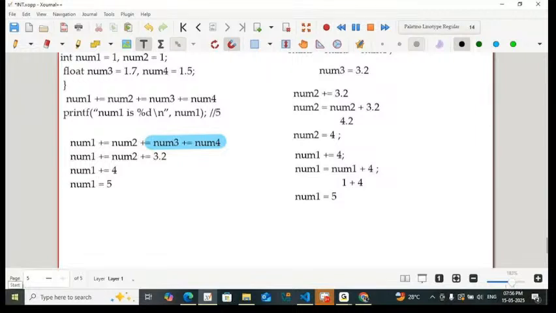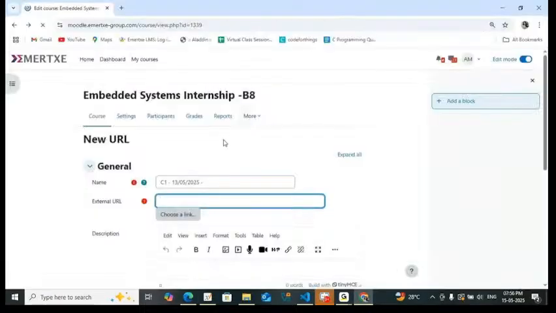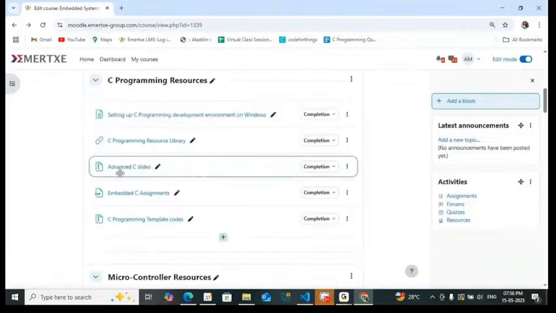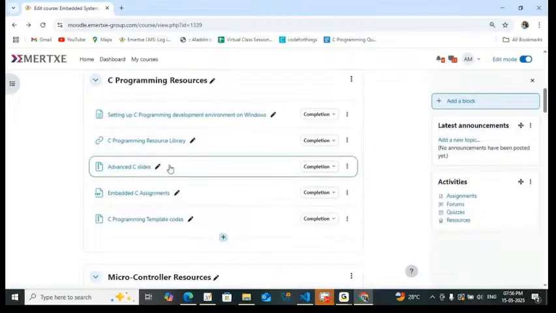Your question about the PPT, it is there. I told you, in your LMS you get a section called C Programming Resources. See here, all the advanced C slides are there. So your resources are there, your assignments are given, your templates are given. So you can explore them.